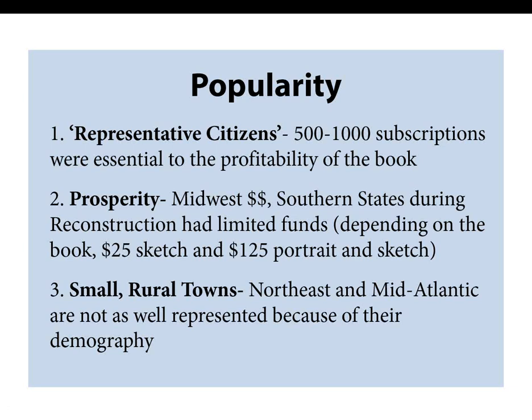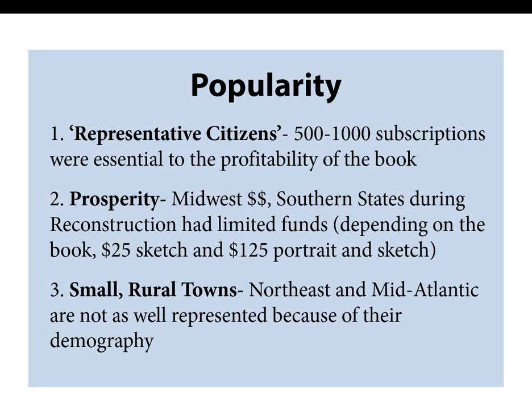The most important thing to remember is that this is a for-profit enterprise. So to make money, publishers needed to capitalize on a larger subscription base. So they needed to sell between 500 and 1,000 subscriptions of a particular book in order to make a profit. So by deduction, we need at least 1,000 people living in that vicinity who will purchase said book. So that's one thing to keep in mind. The other is the prosperity of the population.